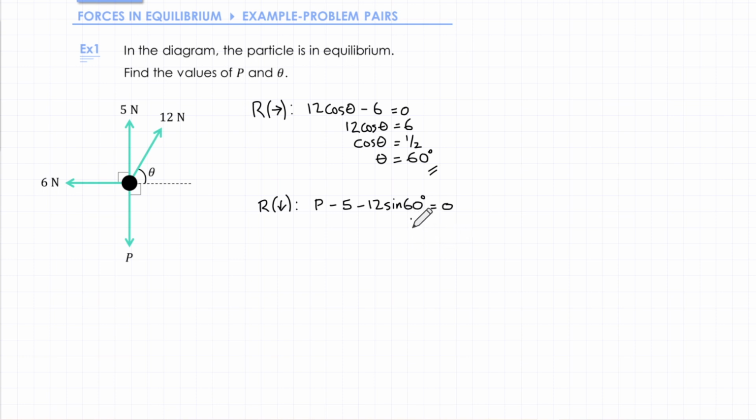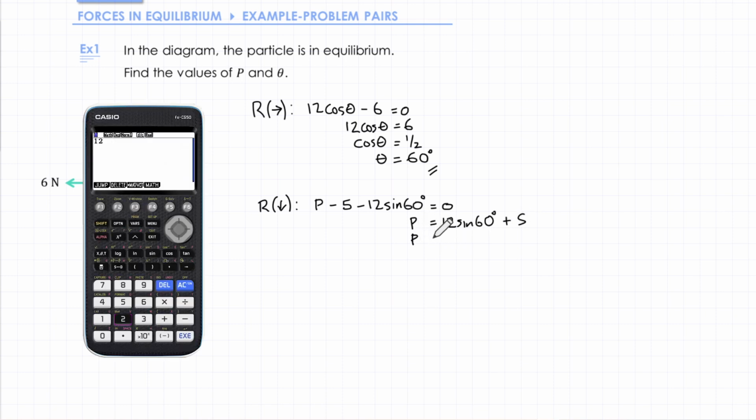Rearranging this, we get P equals 12 sine 60 plus 5. And if we put that into our calculator, we get 15.4 newtons to 3 significant figures.